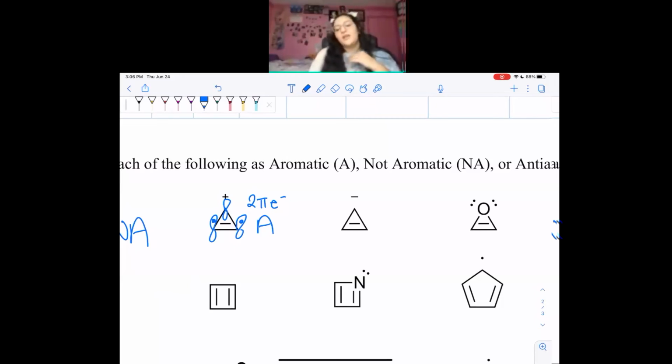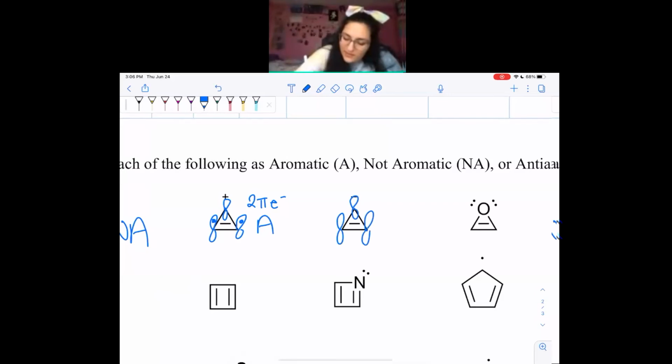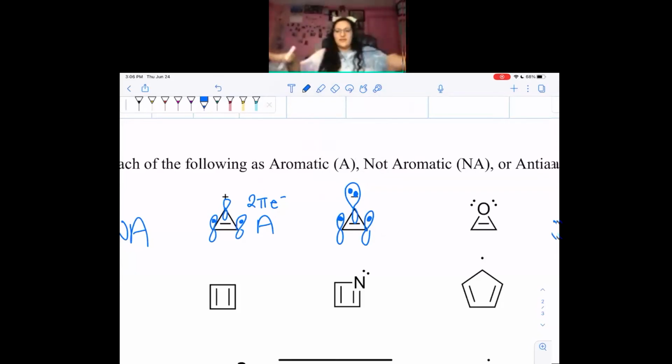Cool. Is it fully conjugated? AKA, are all of these carbons sp2 hybridized? Yes. So it's cyclic, planar, fully conjugated. Sweet. So now let's draw out the yummy orbitals. So we have 1, 1, and we have a negative sign. So that means there's going to be 2 in here. And I know it's ugly, just let me live.